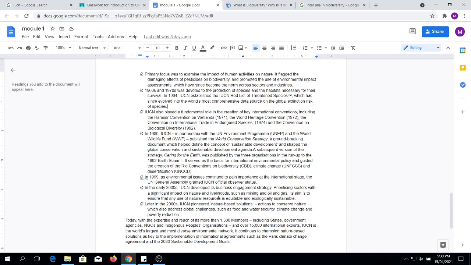So as you can see, sige ang ginabalik-balik sa IUCN that it is okay to use the resources because of course, diha gina kuha ang atong food, our medicine, our fuel, our shelter. But then again, the ways of using it should be ecologically sustainable. Then later in 2000, the IUCN pioneered nature-based solutions, action to conserve nature, which also addressed global challenges, like for example, food and water security, climate change, and poverty reduction.